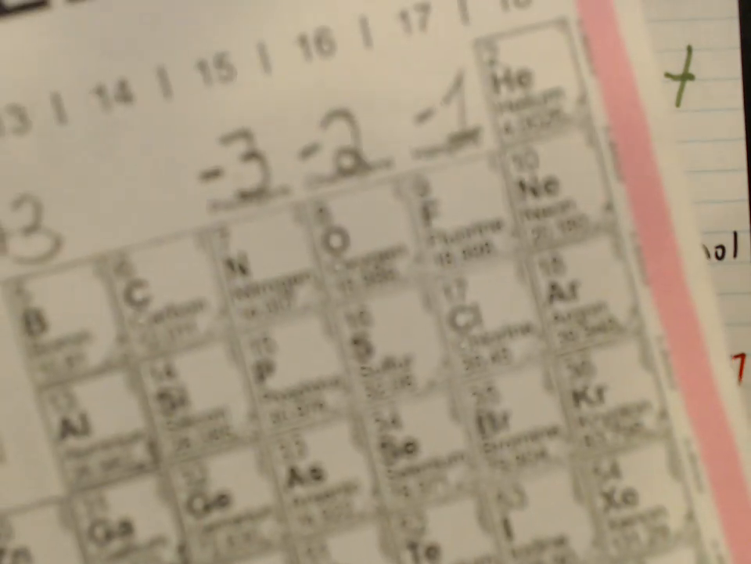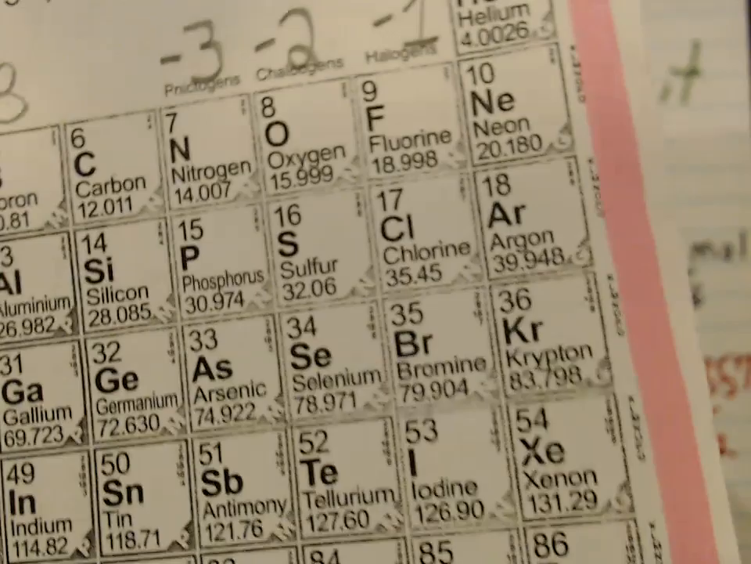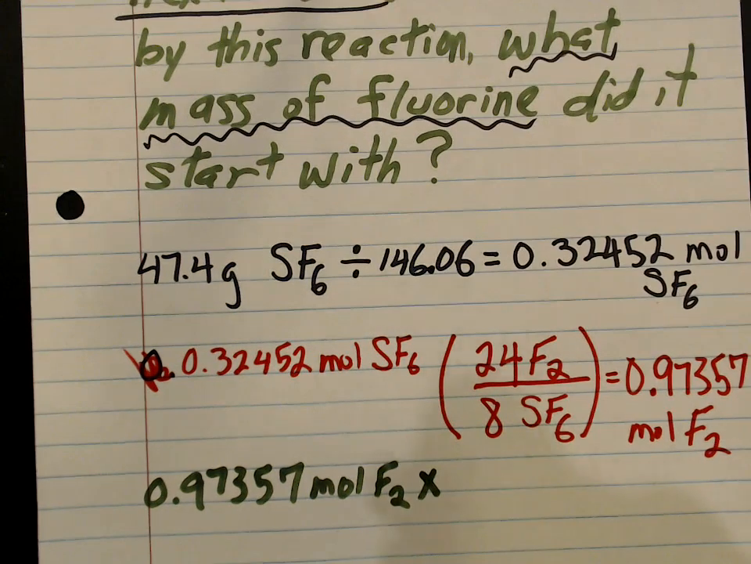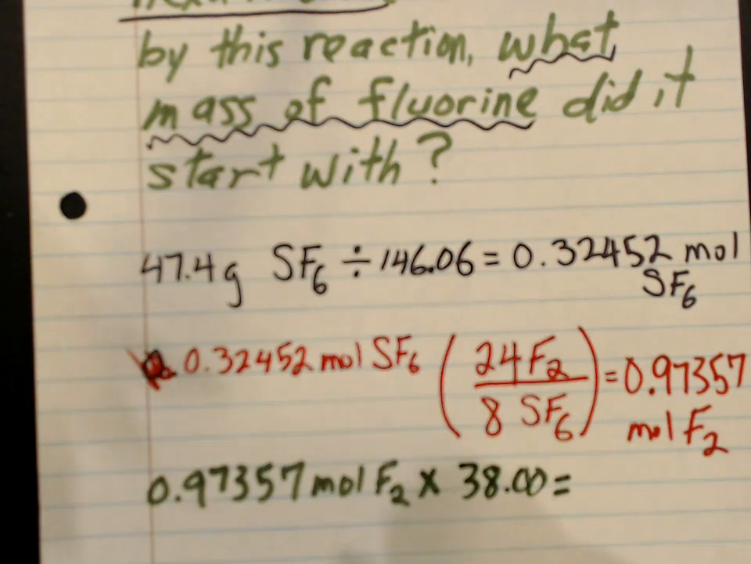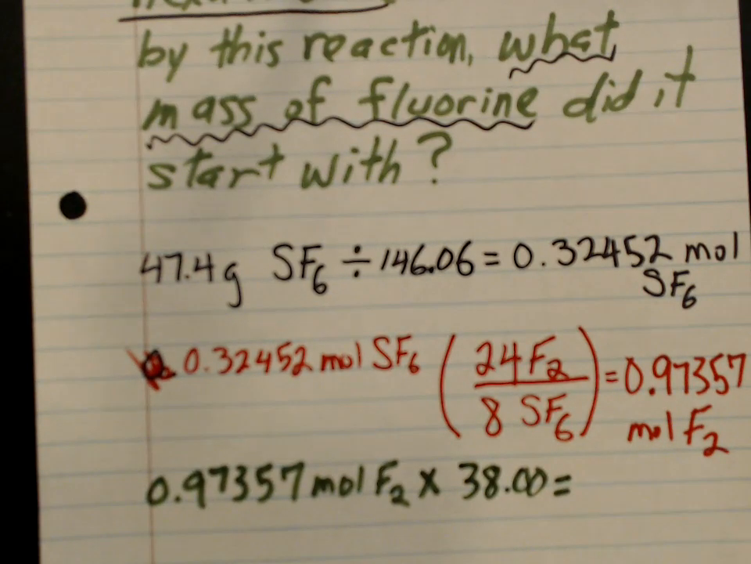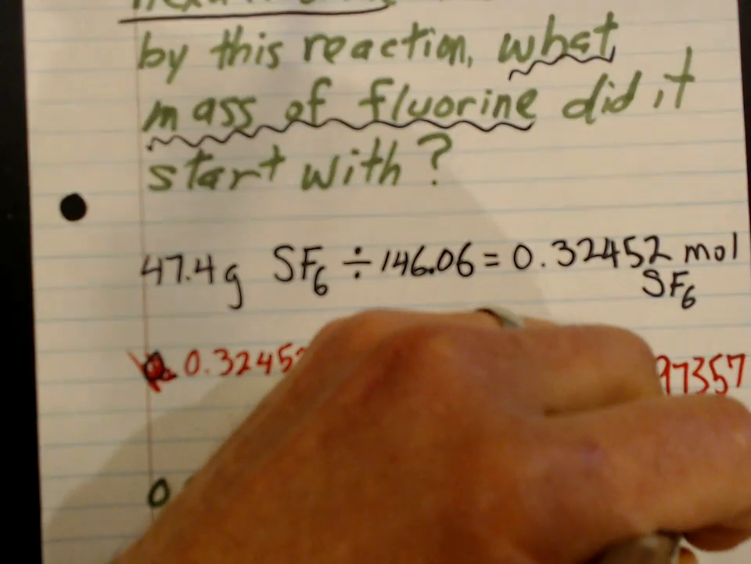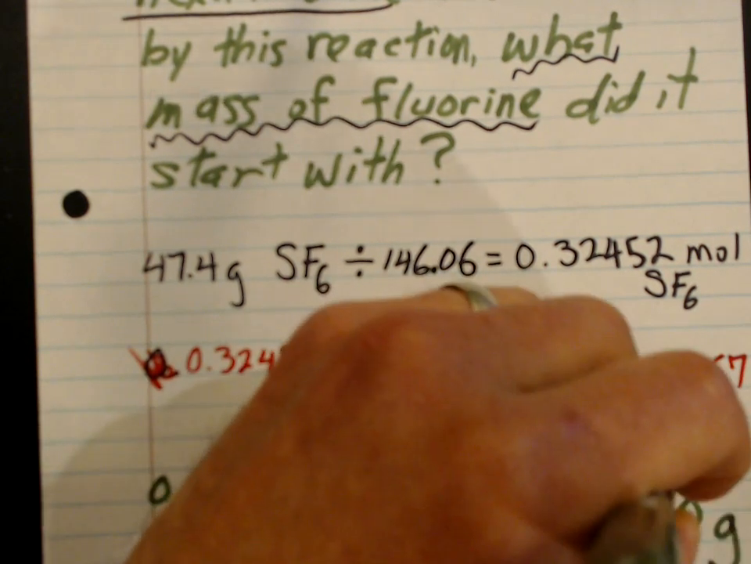Fluorine on the periodic table says 19.00. There it is. 19.00 when rounded to 2 decimal places. And 2 times that would be 38.00. So we're going to get our final answer. 0.97357 times 38. Final answer, 36.995. You know what? I'm going to round that to 37.00 grams of F2. And there it is.